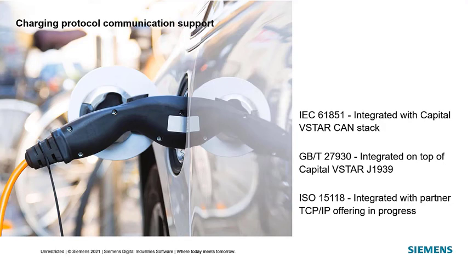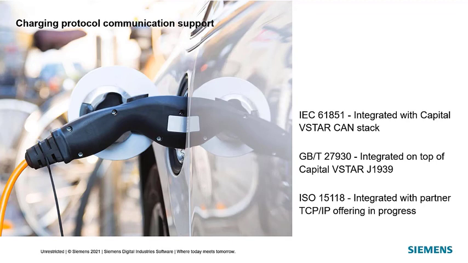Charging protocol communication support. Chargers follow different charging protocol standards. We will see three of them here. IEC 61851, used in CHAdeMO and CCS for basic signaling. It is based on CAN and can be realized by integrating with the Capital VStar CAN stack.